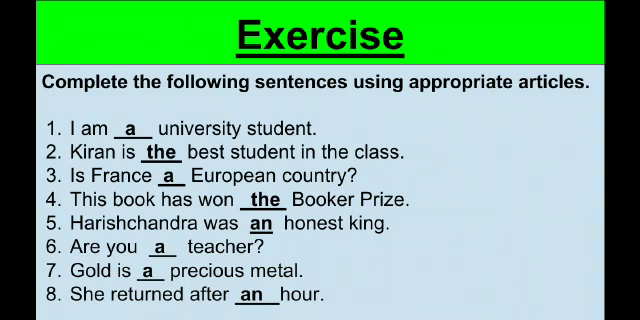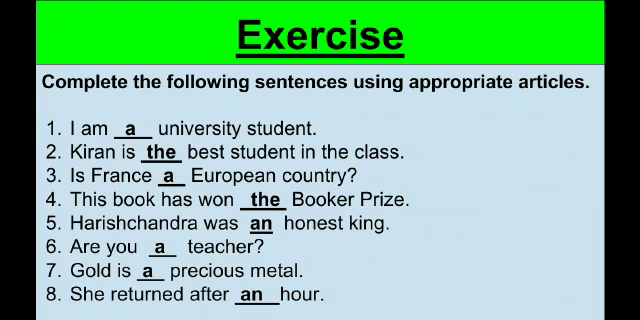Now the fourth sentence: This book has won dash Booker Prize. The Booker Prize is a very particular or distinguished prize given in the genre of literature. Being a unique, distinguished prize, we have to put "the" here. This book has won the Booker Prize.